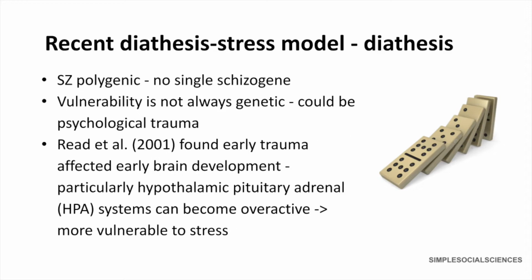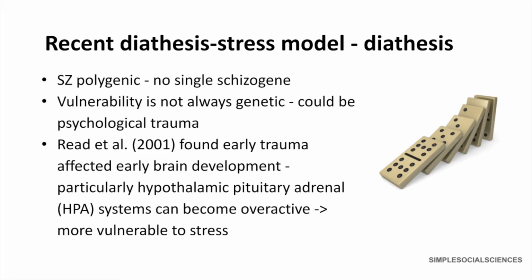More recently, the diathesis-stress model has a different understanding of both diathesis and stress. When looking at diathesis, we consider the vulnerability. Recent research has shown that there is no single schizo gene and that schizophrenia is actually polygenic. Furthermore, the vulnerability isn't always genetic. It could be psychological trauma.